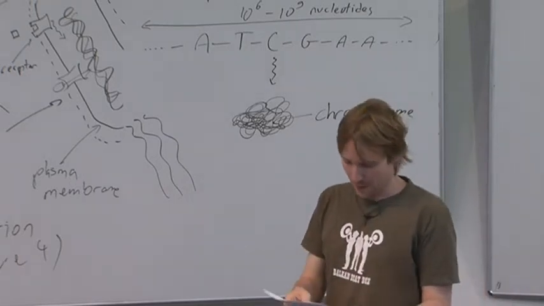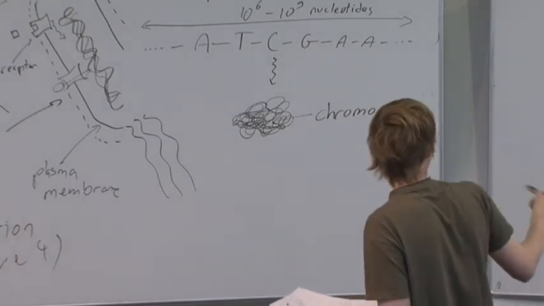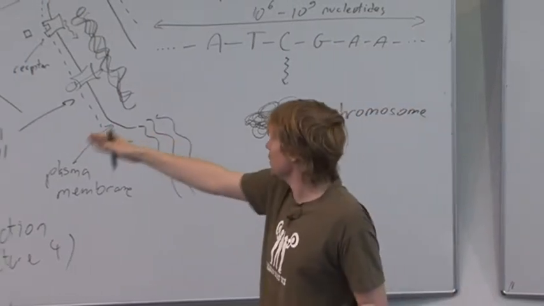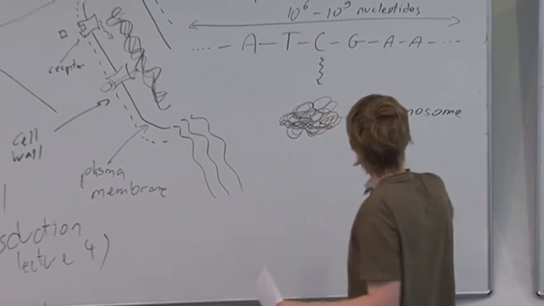Okay, and so what else is there in the cell? We've seen there are lipids, DNA, proteins.